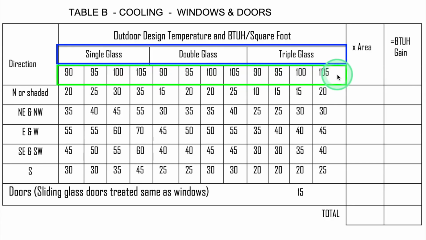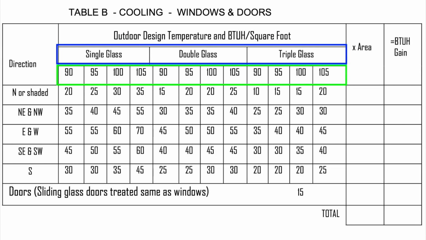Now, the second thing we're going to choose from in this table is the orientation of the window, and that's the direction right here. The third thing is going to be glaze type, or how many pieces of glass are in that window: single, double, or triple. So to wrap this up, table B is going to be a go-to reference for understanding how windows and doors add to the cooling load.